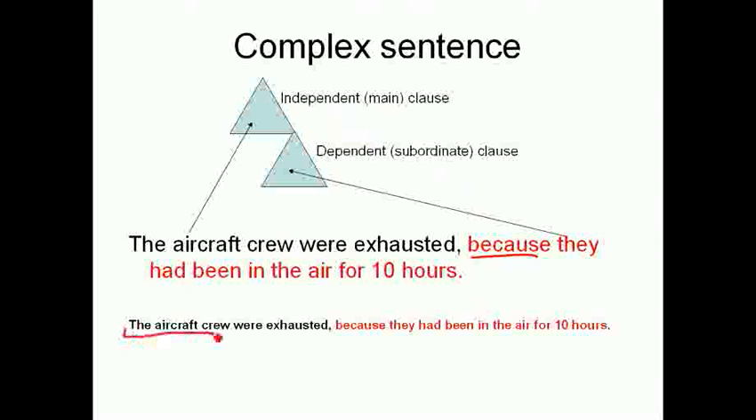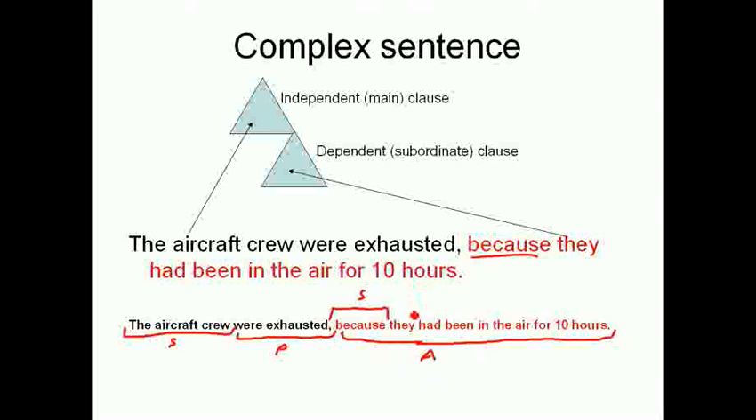Now, excuse me, if you were going to analyze this sentence as a whole, then what you would have is, this is the subject here, this is the predicator, were exhausted, and all of this, the dependent clause, all of this is an adverbial. Why? Because it answers why they were exhausted. So all of this is an adverbial.